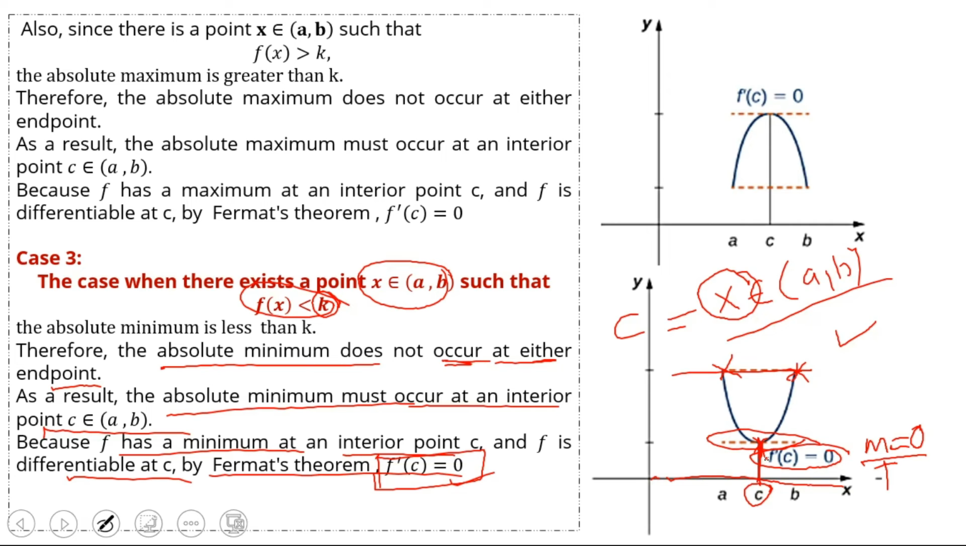In this case the value of the function at c is less than the value of the function at the endpoint of the interval. Graphically we can see this is the value of the function at the endpoint, and here the value of the function at c is less than the value of the function at the endpoint of the interval.